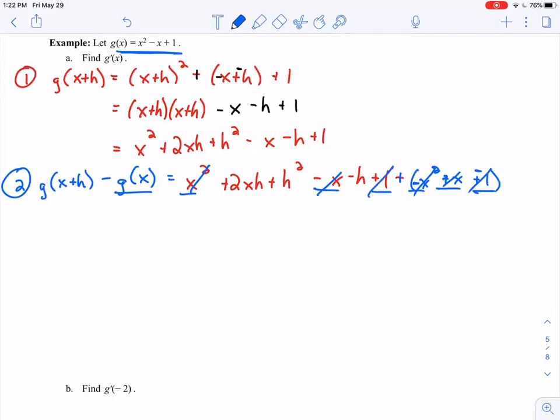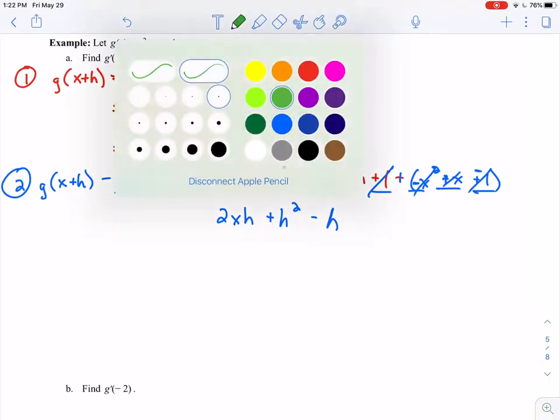So all that I'm left with here is 2xh plus h squared minus 1. Oops, minus h, excuse me. That's all I've got left over. Again, I can't simplify that. There's nothing much I can really do there, which means I can move on to my next step.